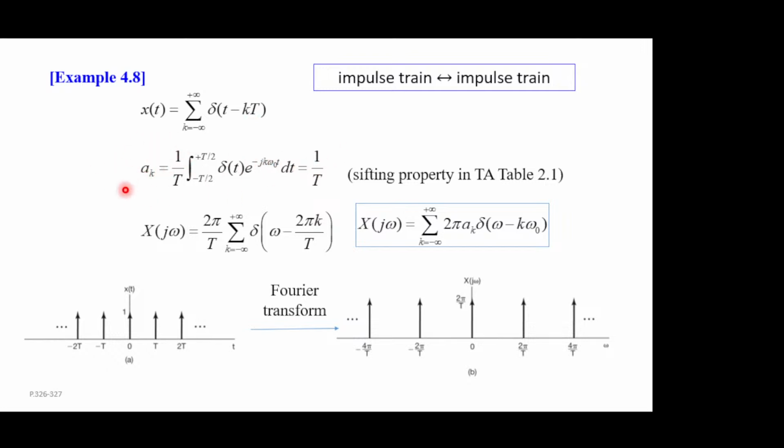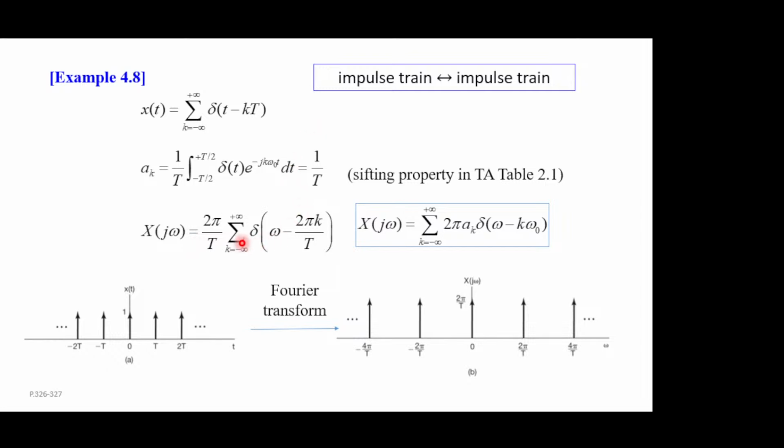Remember, this is actually a function of k. But when you do the integration, this doesn't depend on k. So there's a constant function 1 over T, and so every a_k is 1 over T. And then we substitute back into our Fourier transform big X of j omega.